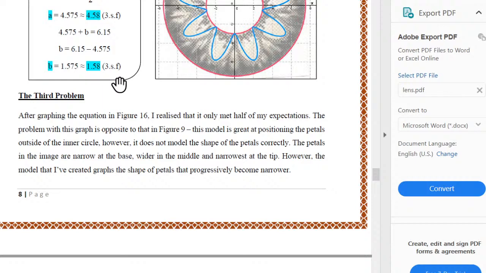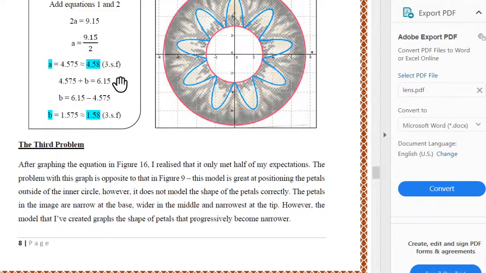Third problem. Through graphing equation figure 16, I realized that only half my exercise follows the greater position of petals outside the inner circle. However, it does not model the shape of the petal correctly. Okay. But the other one is the shape. Okay. Right.